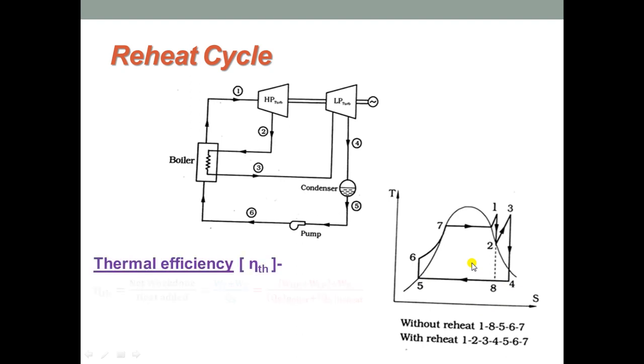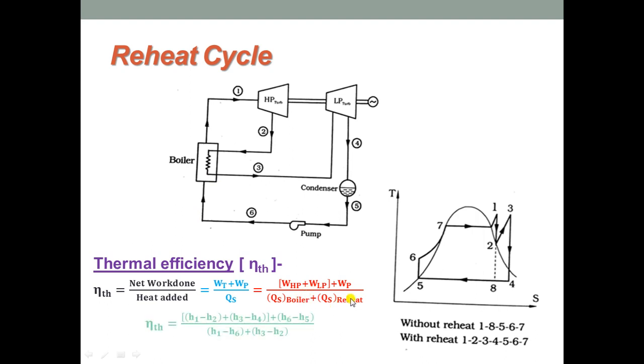The condensate is pumped to the boiler and then to the high pressure turbine to repeat the process, and thermal efficiency is found using the definition, net work done by heat added. Here net work done is work done by the turbines plus work done by the pump, over heat supplied. Here two turbines are there, one is the high pressure turbine, another is the low pressure turbine. If you add both, you will get the total turbine work, plus pump work. And we have two heat additions here, one in the boiler and another one in the reheat.